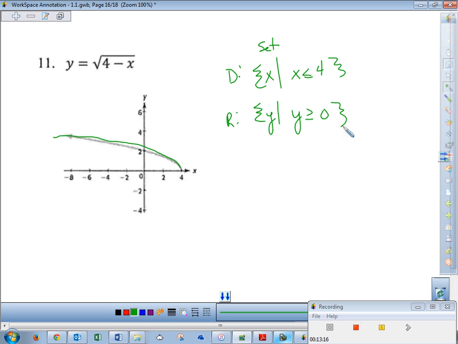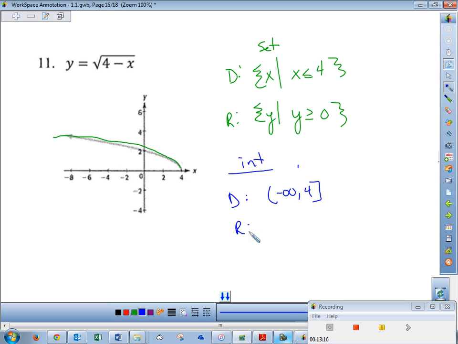Write them in interval notation also. Interval. The domain. My bad. From 0 included to infinity. And I would say 99.9% of the time interval notation is much better than set notation, but we'll come across some problems where you have to use set notation.